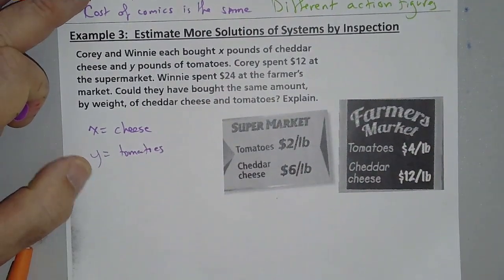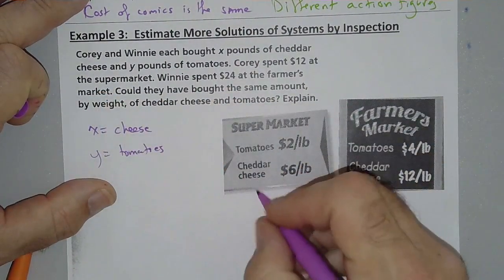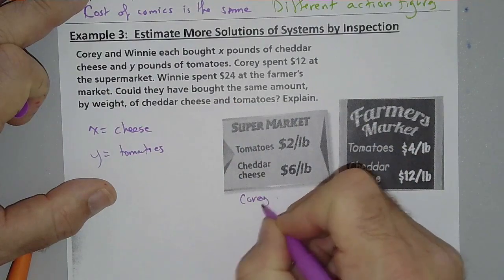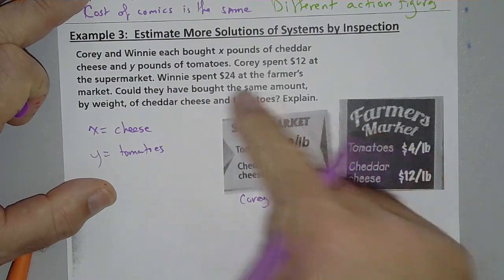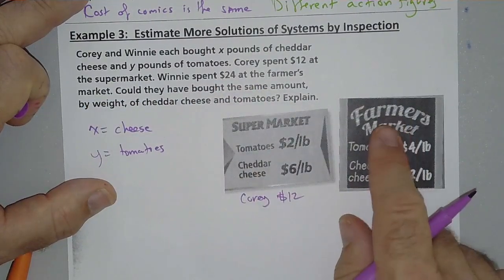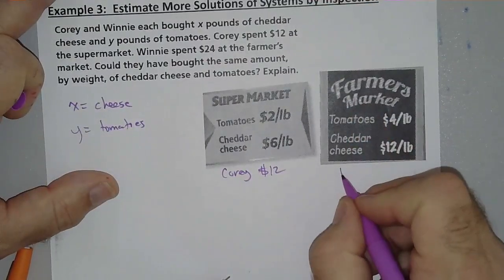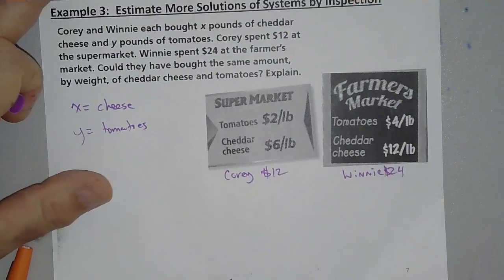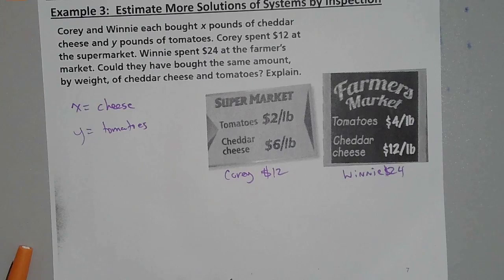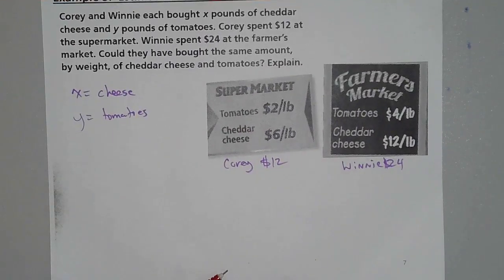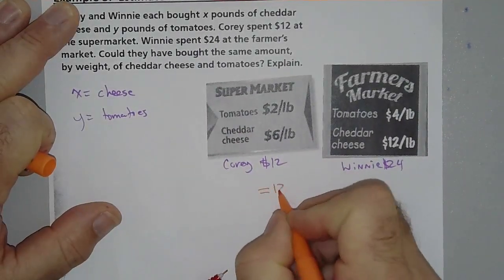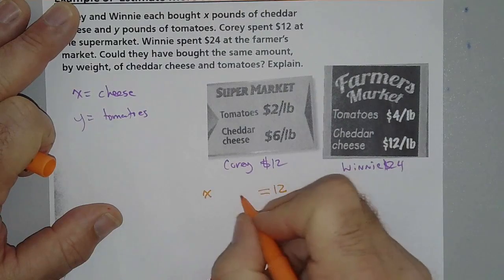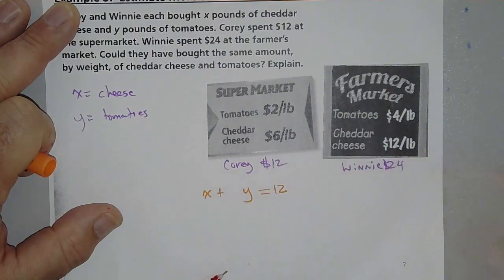Corey spent $12 at the supermarket. Oh, here's Corey. Winnie spent $24 at the farmer's market. All right, 24, Winnie, 24. Could they have bought the same amount by weight of cheddar cheese and tomatoes? Well, let's figure it out. Who knows? We can see. We've got to write an equation here, and we know that Corey spent $12 total. She bought x number of something and y number of something, and you add those prices together.